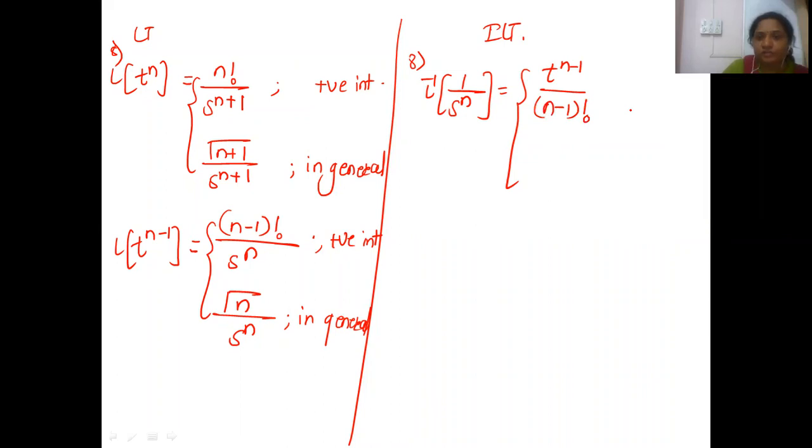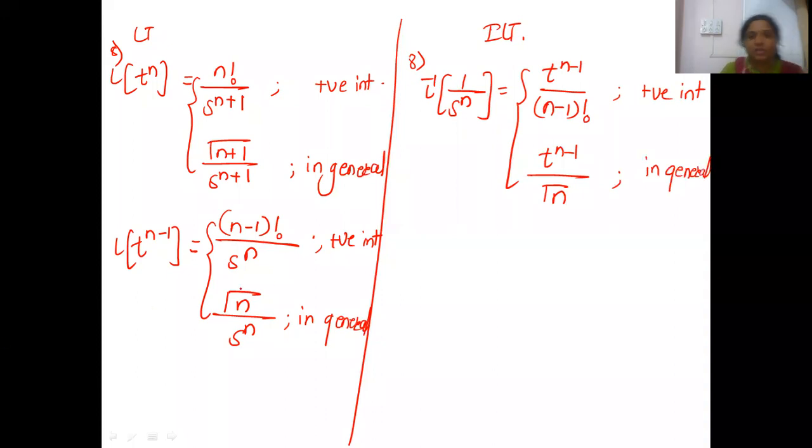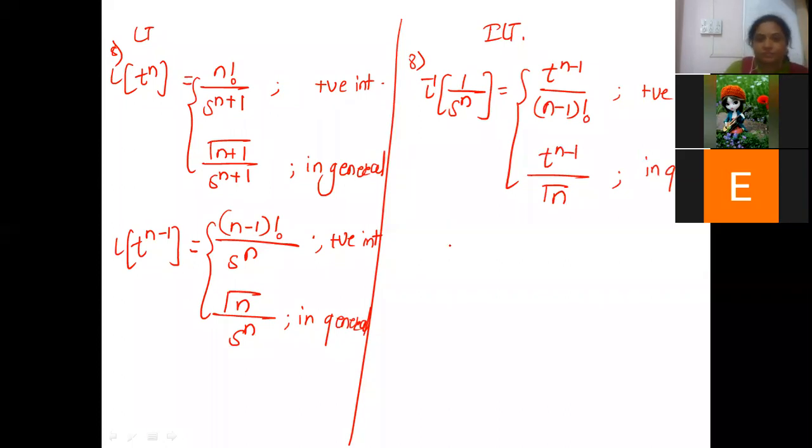But when n is a positive integer, correct? And in general, Laplace inverse of 1 upon s raised to n, that gamma n should be divided here: t raised to n minus 1 upon gamma n. So these are the 8 formulae which we need. You have to remember them.